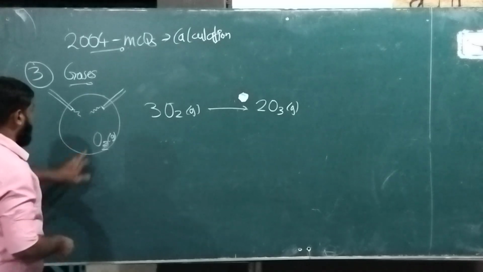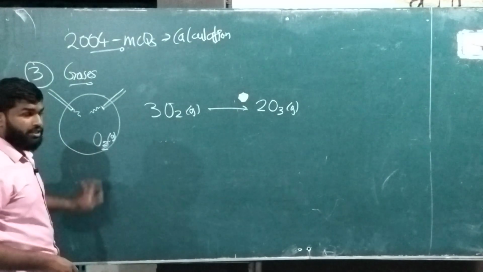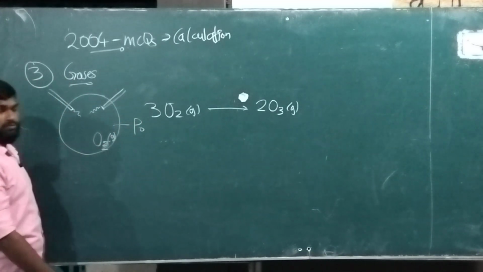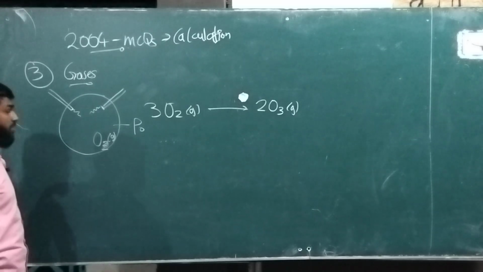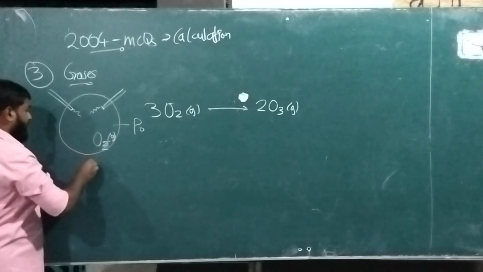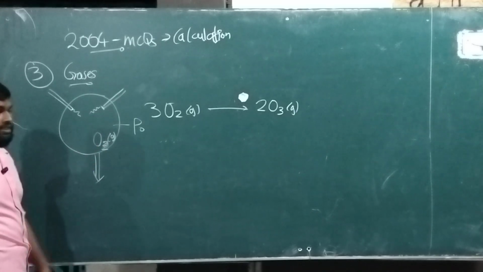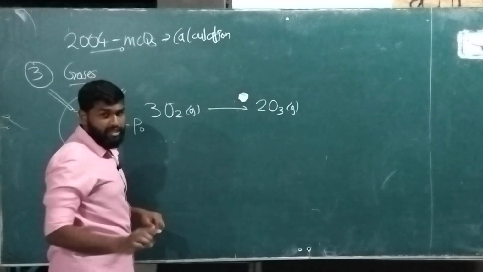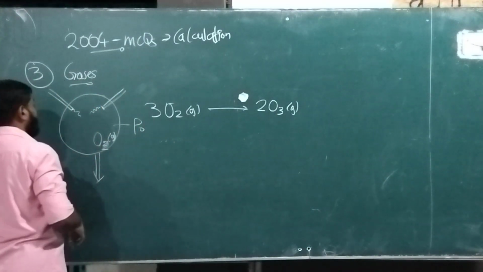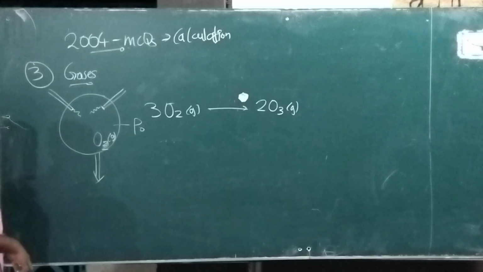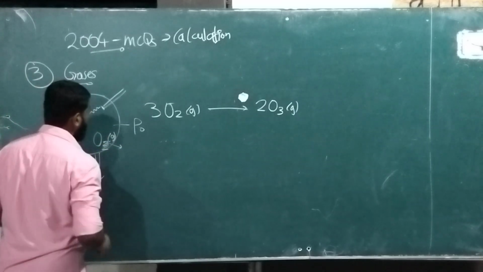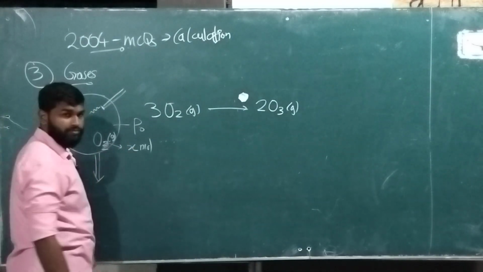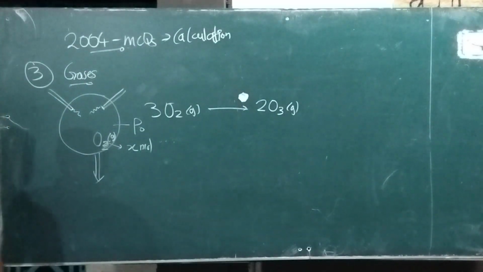Now, initially there was O2 gas. Let's say there was a pressure P naught. During the electrical discharge, some amount of O2 has been converted to O3. They have given in the question itself, around 30%. So, let's say there was X mole.